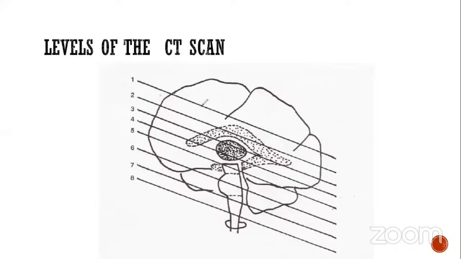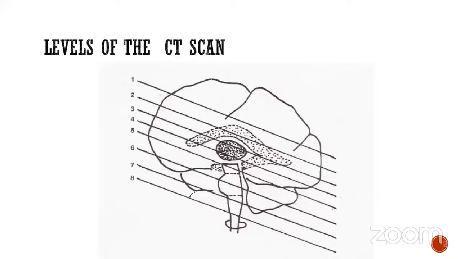repeat. First one is above the level of the lateral ventricle. Second, the bodies of the lateral ventricle. Third, horns of the lateral ventricle. Fourth, at the level of the third ventricle. Fifth, midbrain. Sixth, pons. Seventh, medulla, and eighth is the base of the skull.